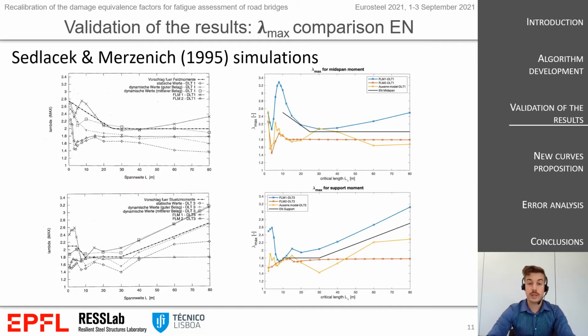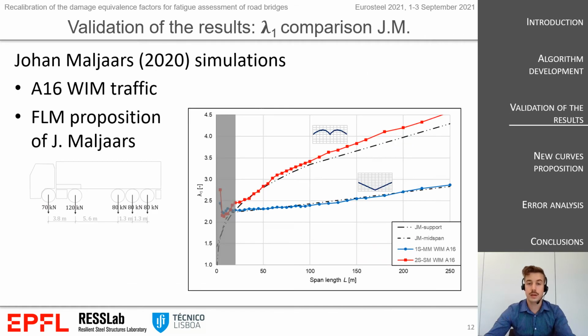Once the algorithm is ready, we needed to validate it, and to do that we introduced the parameters of the simulation of Sedlacek and Merzenich for lambda max in our simulations, and we see that the correspondence is very good. And we did the same thing for the simulations of Jean Mylar. We introduced the A16 WIM traffic and the fatigue load model proposed by him, and we see that our code gives results quite similar to the results he had.